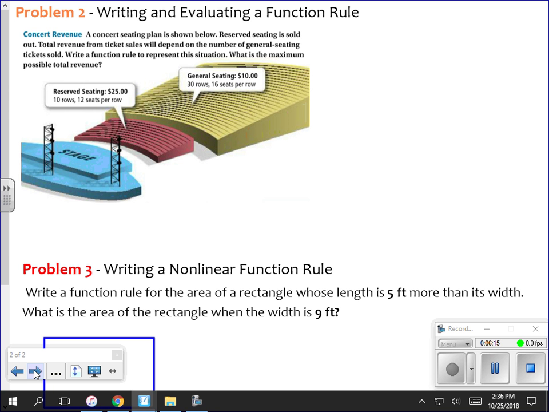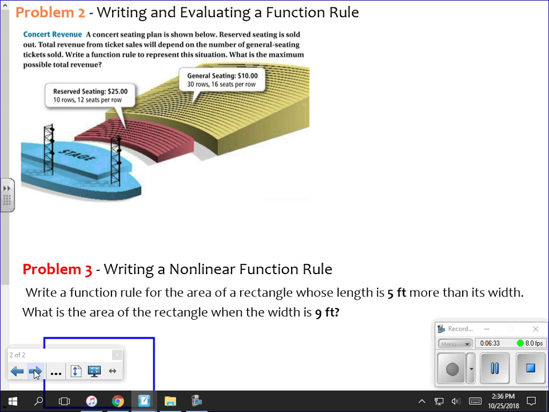So, concert revenue. A concert seating plan is shown below. Reserved seating is sold out. Total revenue from ticket sales will be dependent upon the number of general seating sold. Write a function to represent the situation. What is the maximum possible revenue?